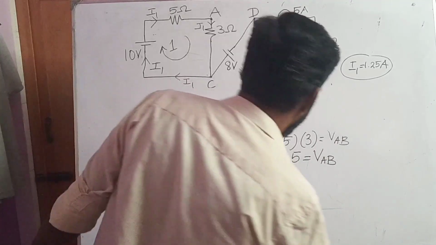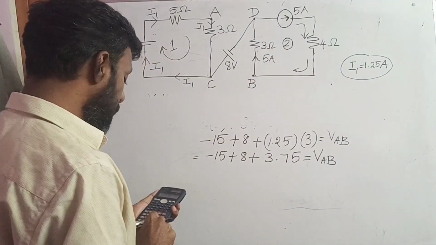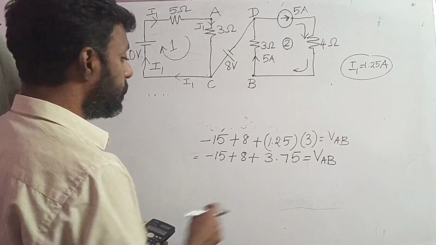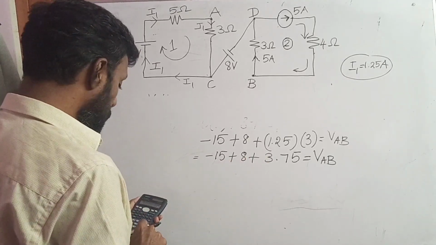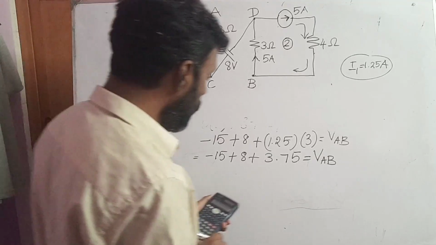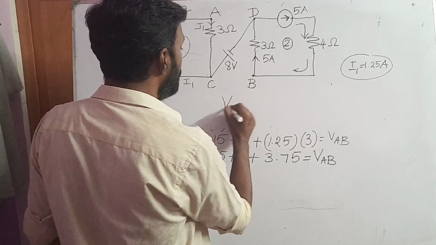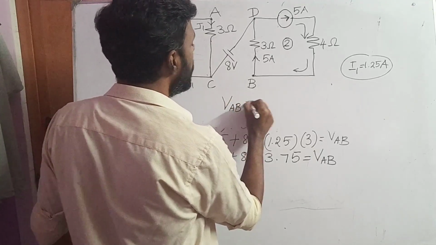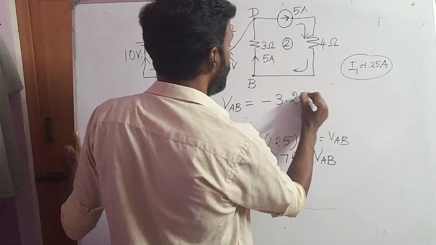Therefore, 3.75 plus 8 minus 15 equal to minus 3.25. So the value will be VAB is equal to minus 3.25 volts.